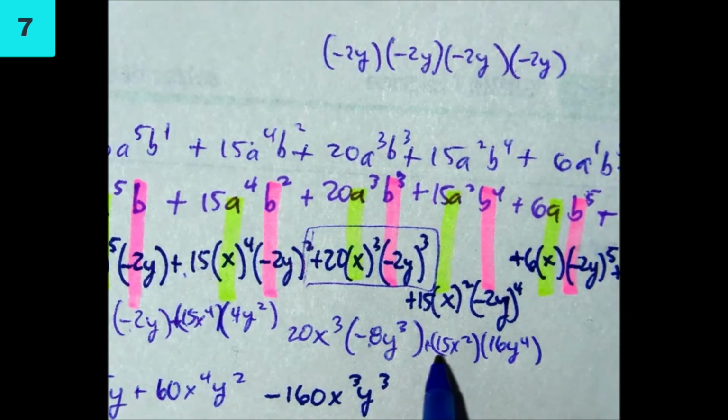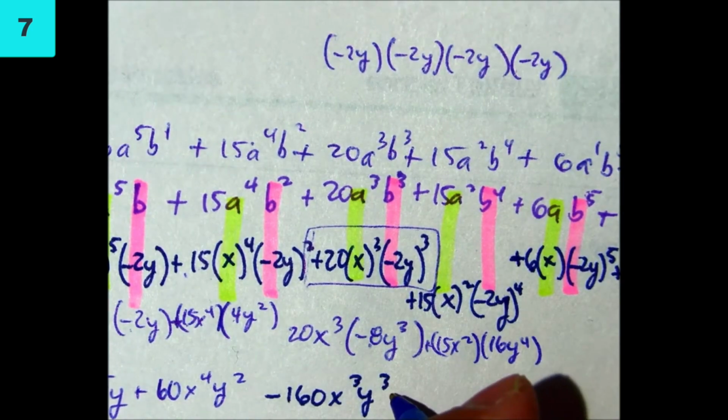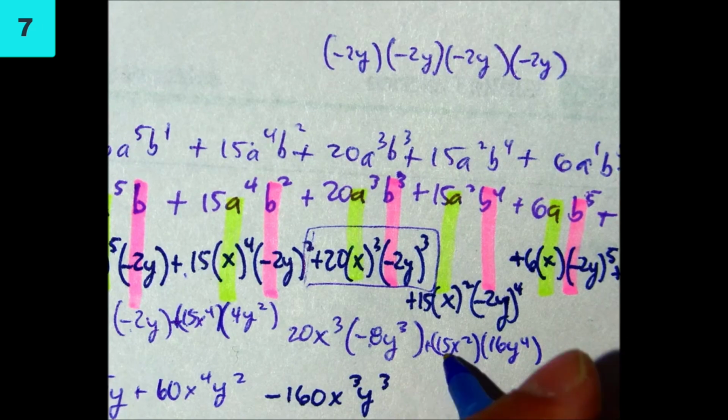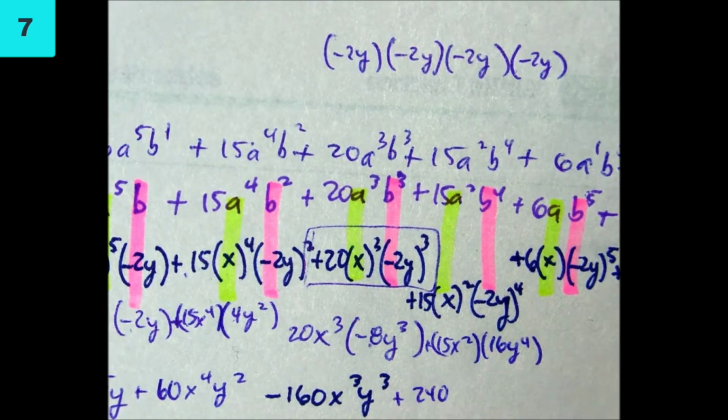Now we need to multiply 15 times 16, Luis. That's a calculator. 240? Yeah, 240. 240 what? x squared and y to the 4th. y to the 4th.